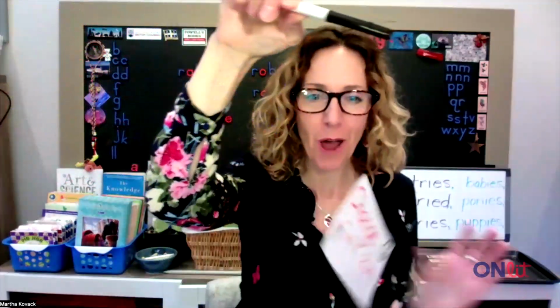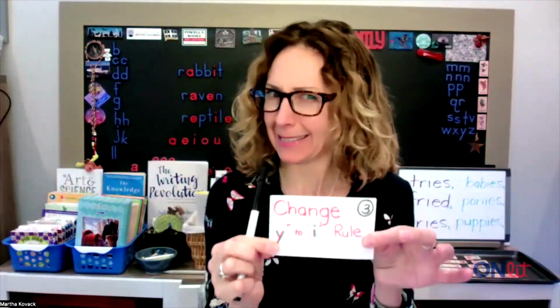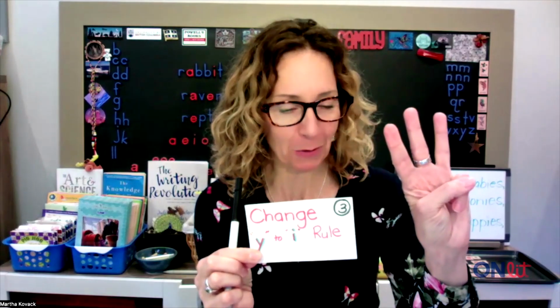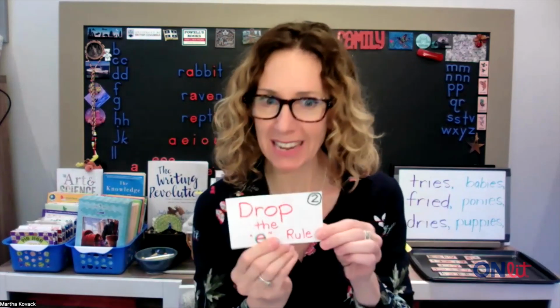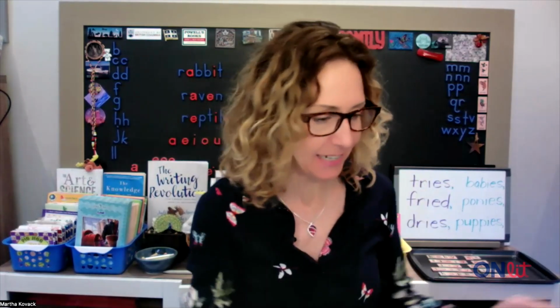The change Y to I rule is this. This is one of three great spelling rules that we use whenever we have a base word and we want to attach a suffix to that base word. The first one was the doubling rule, different video. Next one was the drop the E rule, different video. And today we're going to talk about the change Y to I, which is exactly what it sounds like.